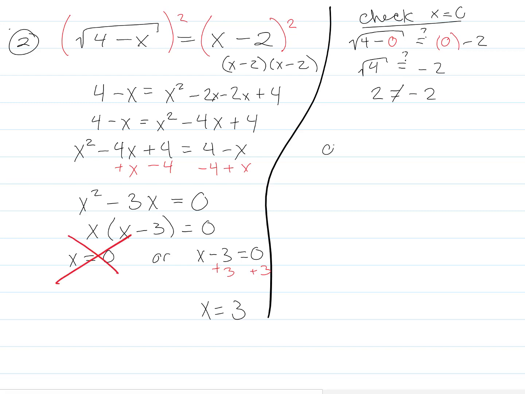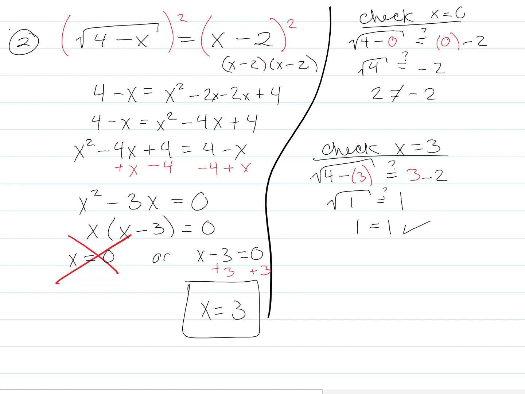Now I still need to check the other one. It doesn't mean that the other one is automatically right either. So check x is equal to 3. So I have the square root of 4 minus 3, and I want to know, is that equal to 3 minus 2? So on the left, that's the square root of 1. Is that equal to 1? And in fact, it is. So that means that's a good answer, and I can be confident with it.